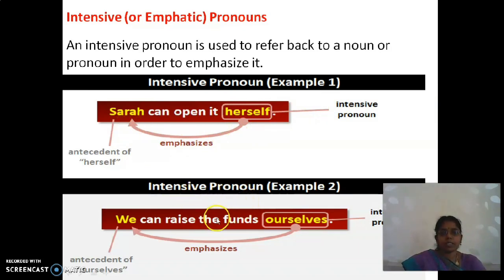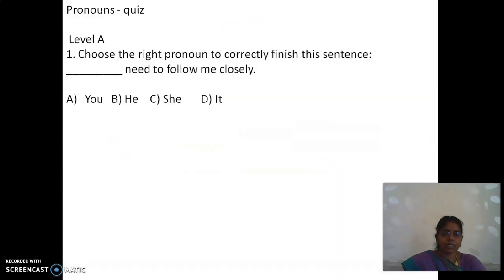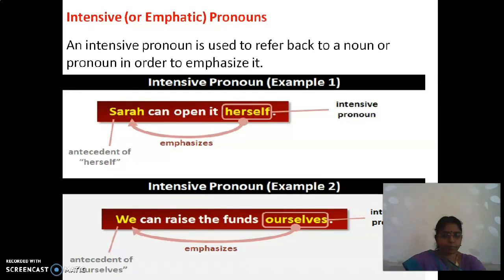Next, one more example: we can raise the funds ourselves. Ourselves emphasizes we. So here ourselves acts as an intensive pronoun. Intensive, emphatic and reflexive, all three seem to be the same, right? So make it clear, and if you work out many exercises, it will be yours. Pronouns will be very clear for you.